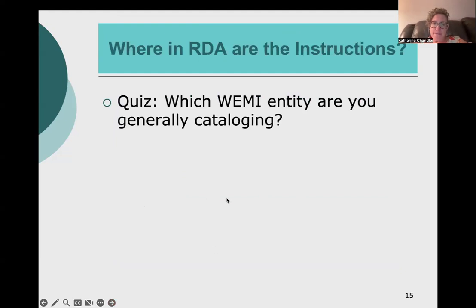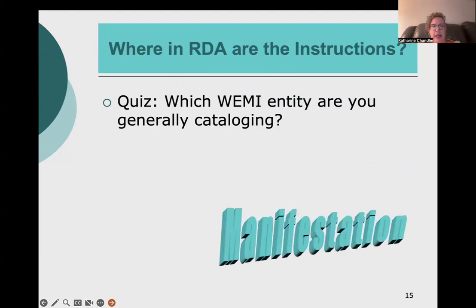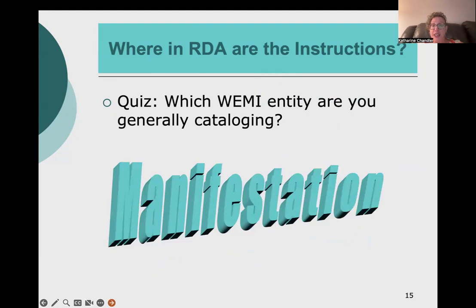So, where in RDA are the instructions? Like for a quiz, if we were actually sitting in a classroom, I could say, which WEMI entity are you generally cataloging? So the answer would be the manifestation.